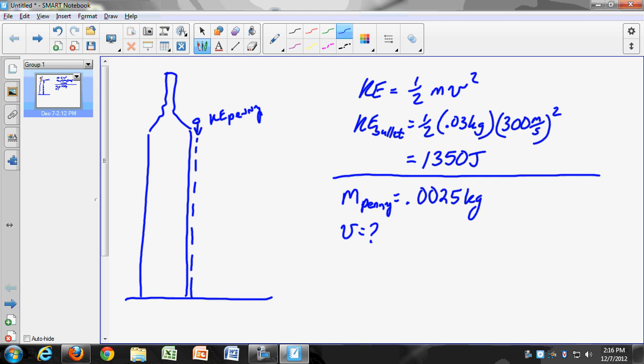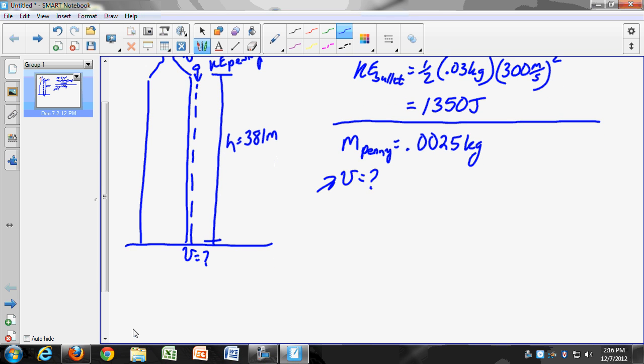Now, it falls a pretty high distance. It falls the height of the Empire State Building, which I looked up, is 381 meters. So this height is 381 meters. And I want to know, if my velocity is 0 at the top, what is the velocity of the penny at the bottom? Then that's what I'm going to plug in here in order to find my kinetic energy.